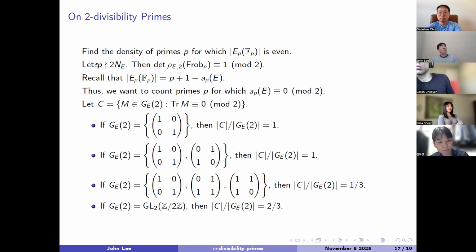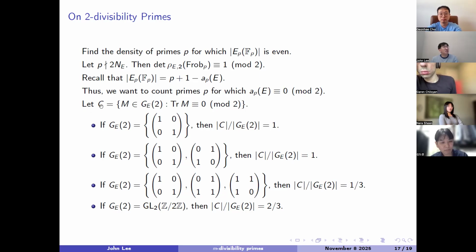So that means p is an odd prime, and the determinant of rho_{E,2} restricted to p should be p, which is odd, so that should be congruent to 1 mod 2. And yes, I want the size of E(F_p) to be even, but p is odd, so p plus 1 will be even. That means I want a_p to be even. So we want to count primes for a_p as even.